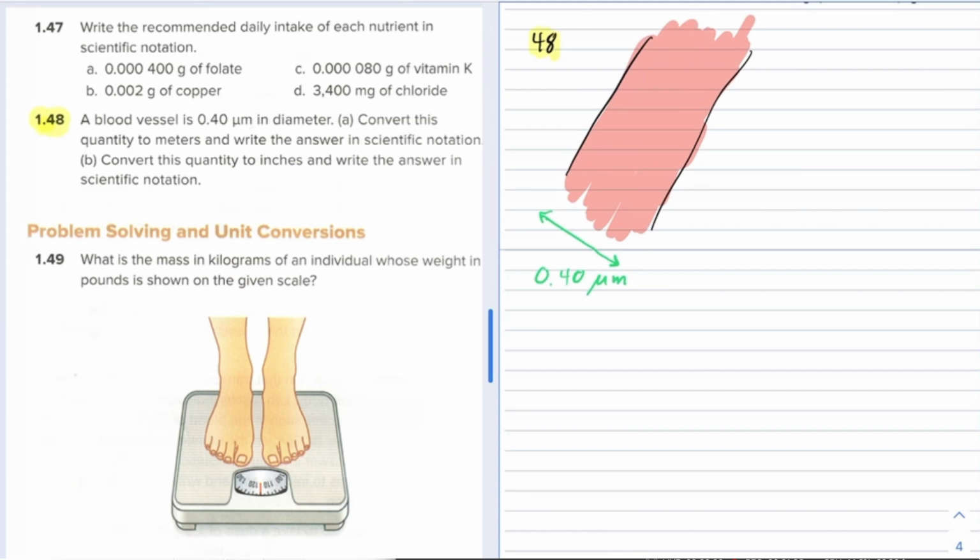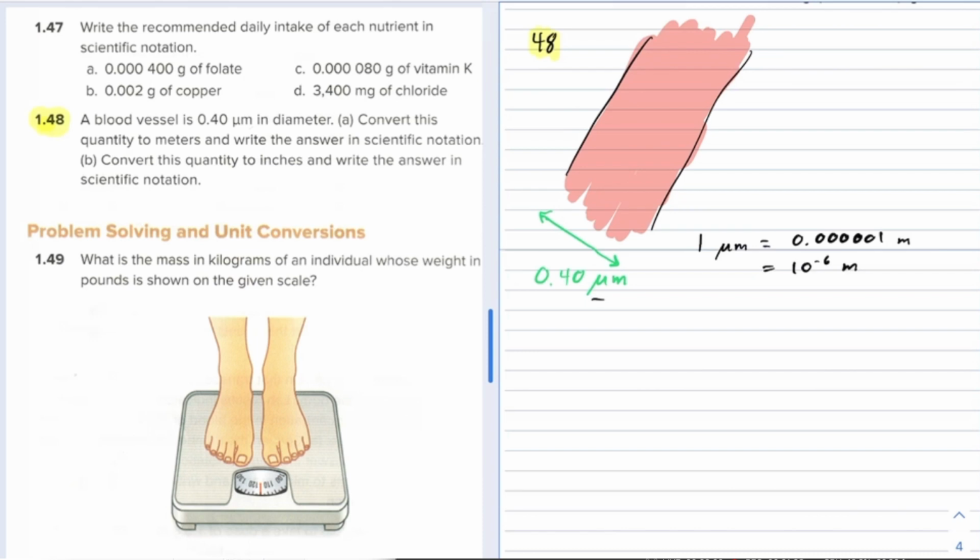Now, do you remember what a micrometer is? If you look in chapter 1, you'll find the table of prefixes, which tells you what the prefix micro means. And 1 micrometer is the same thing as 0.000001 meters, or you could say that it's the same thing as 10 to the minus 6 meters.